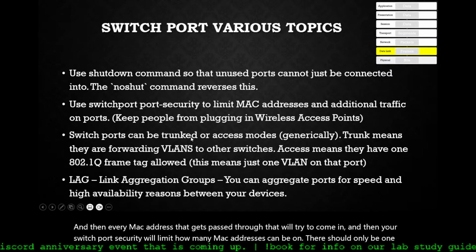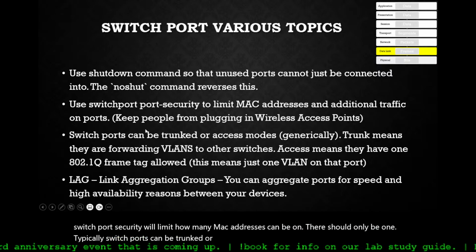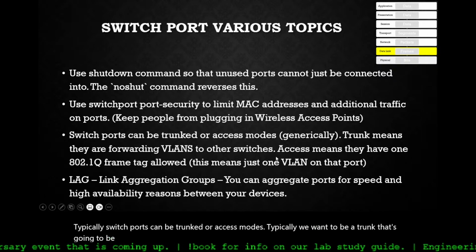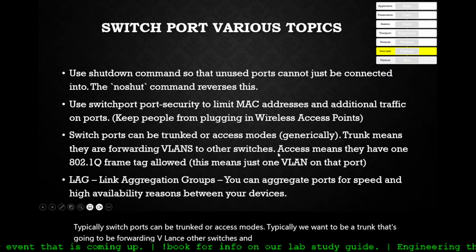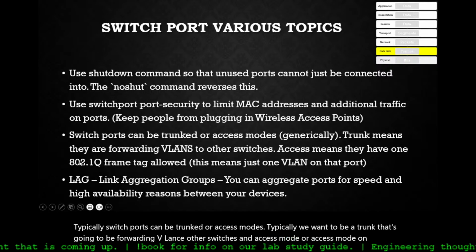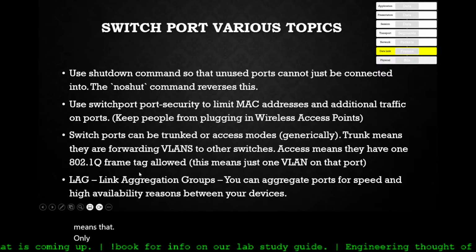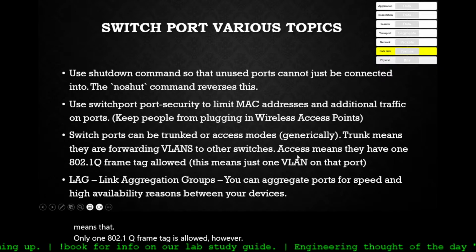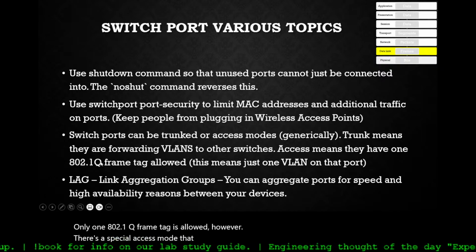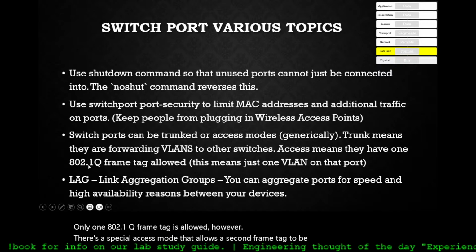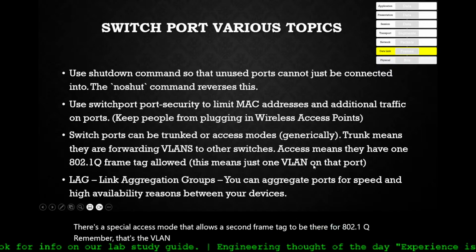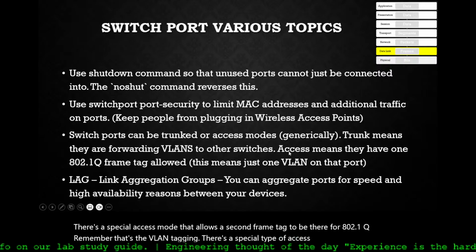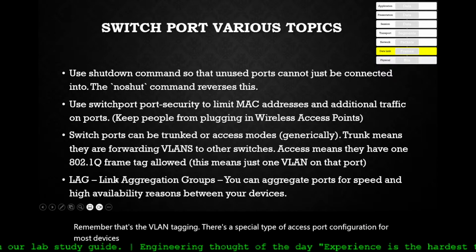Switch ports can be trunked or access modes. Typically, we want a trunk. That's going to be forwarding VLANs to other switches. And access mode on a port means that only one 802.1q frame tag is allowed. However, there's a special access mode that allows a second frame tag for 802.1q. Remember, that's the VLAN tagging. There's a special type of access port configuration for most devices nowadays that allows two.